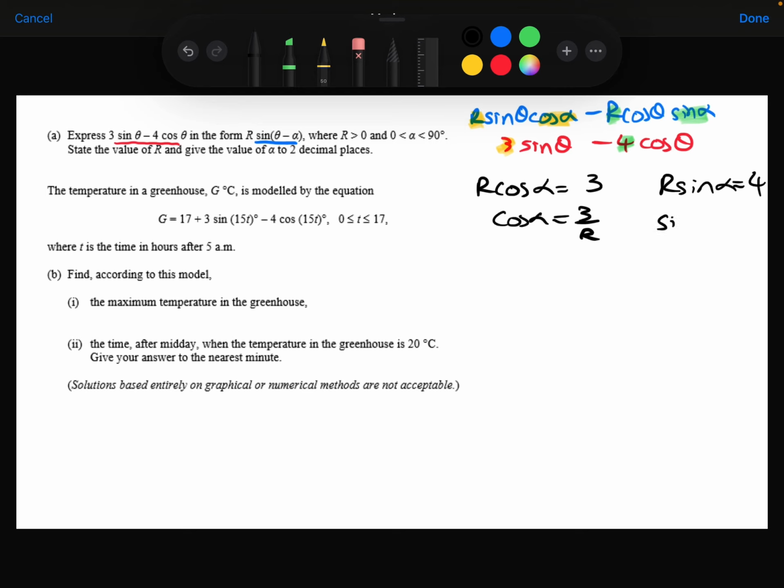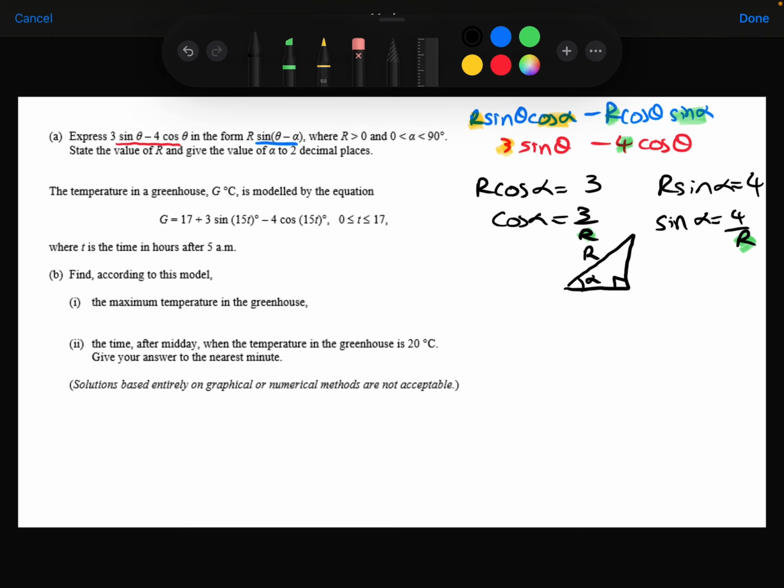Just rearranging a little bit will allow me to draw a little right angle triangle where the hypotenuse is r. And if this is α here, the opposite side of this triangle is going to be 4, and the adjacent side is going to be 3. So a little bit of Pythagoras to get r.